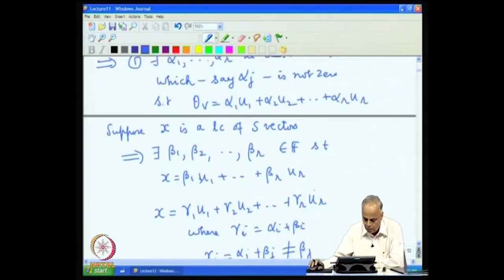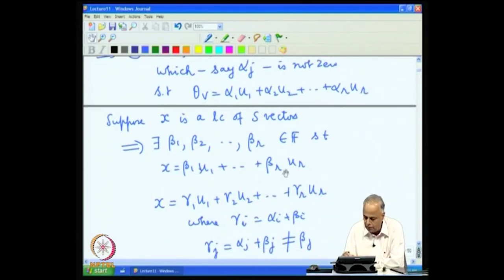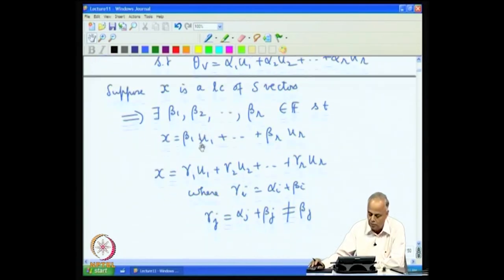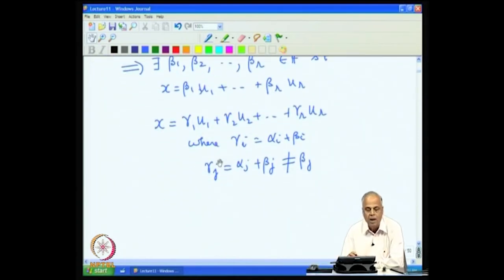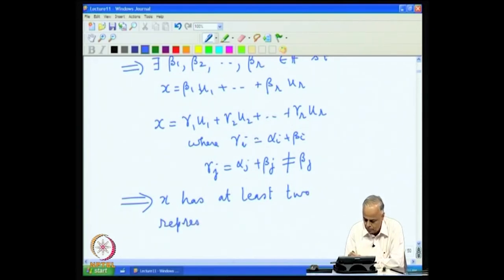What does that mean? We have one representation of X as a linear combination of u1, u2, ..., ur. We have now another representation of X as a linear combination of u1, u2, ..., ur. In these two representations, beta j is different from gamma j, and therefore they are two distinct representations. This means X has at least two representations as a linear combination of the S vectors.